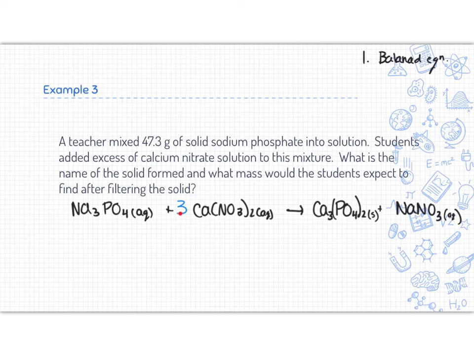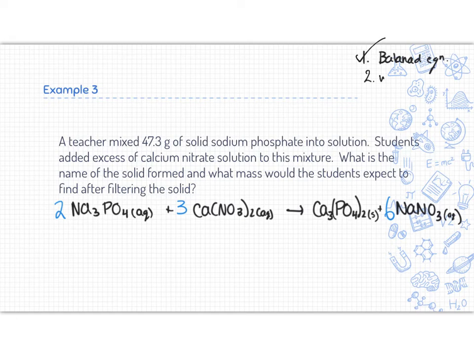Now, calciums are balanced, but I now have 2 times 3 nitrates. So I have 6 nitrates in my reactants. I only have 1 nitrate in my products. So I need a 6 here. This now gives me 6 sodiums in my products, and I only have 3 here. So I'm going to add a 2. This gives me 6 sodiums and 6 sodiums, balanced, and 2 phosphates, which we already have in our products. So we have balanced our equation.